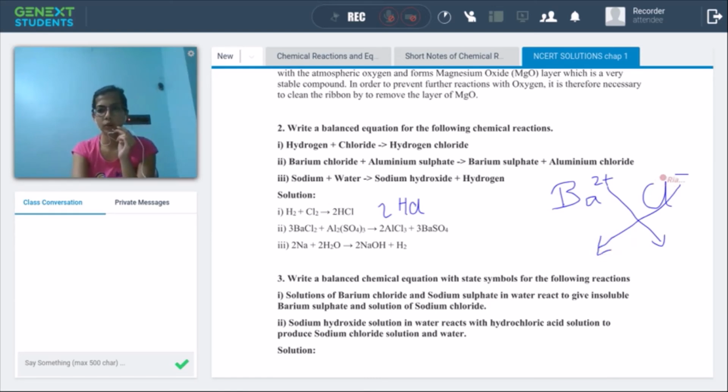Since this is 1 minus, barium gets Ba, and chloride, when you write Cl, the 2 comes to Cl because there is a crisscross of valencies. So Cl gets Cl2. So this is barium chloride. This is how BaCl2 is formed.